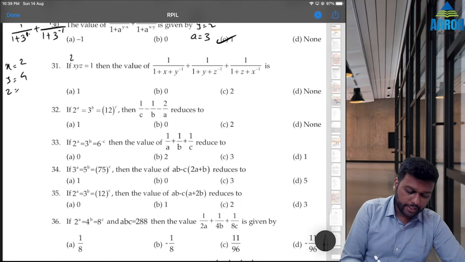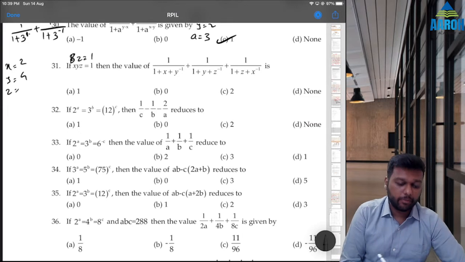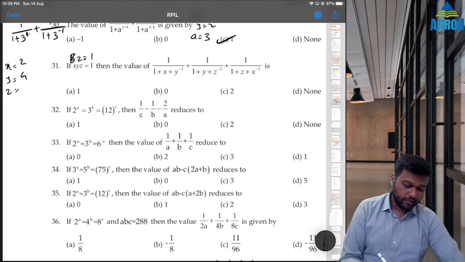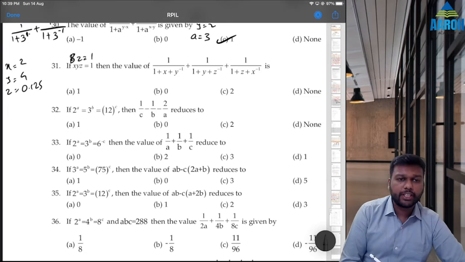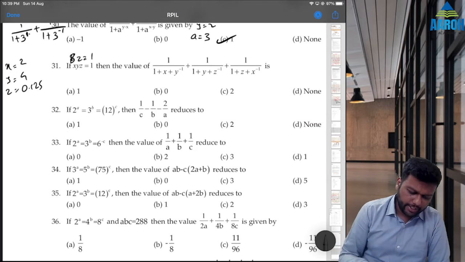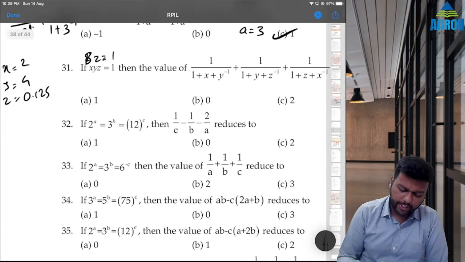2 into 4 is 8. 8z is equal to 1. That means z is equal to what? 1 by 8. 1 by 8 is 0.125. You can check on your calculator. So 2, 4 and 0.125. So let's put it here.